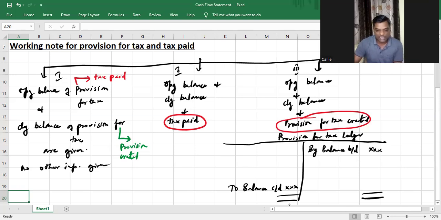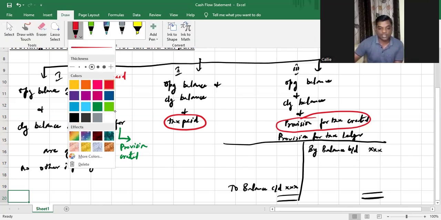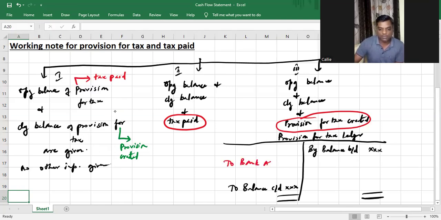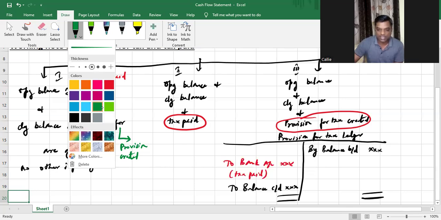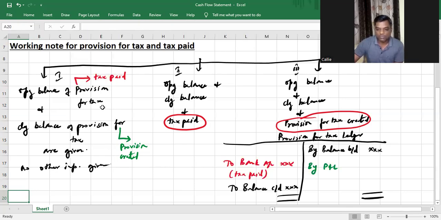Now, in this case, they're given the tax paid information. Am I right or not, my dear children? Now, tax paid reduces the liability. We have paid the liability, right? So, tax paid will come on the debit side as to bank account, and the provision created during the year increases the liability, and that will come in the credit side, as by P&L account, because the journal entry here is P&L account debit to provision for tax. Understood or not? So by P&L account, provision created.